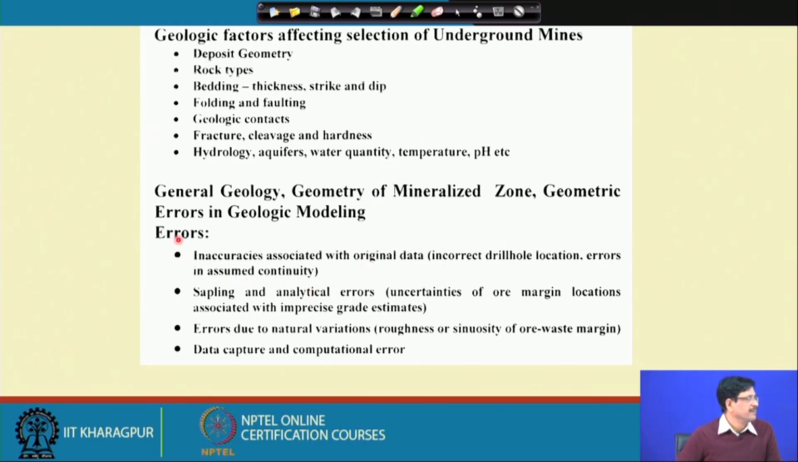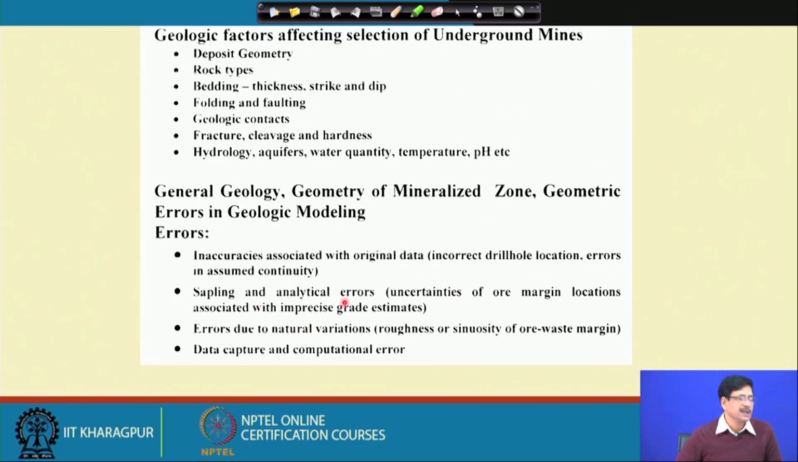And the sources of errors: there is always the mineral inventory estimation. The various methods that we are using are so prone to errors, because at every point we could possibly be committing an error in all these points that we have discussed in determining the boundary and delineating the ore and waste in relation to the selective mining unit. So, inaccuracies associated with the original data, if the drill holes are incorrectly spaced, or incorrect assumptions on the inferred continuity, which we will be seeing through some examples now.